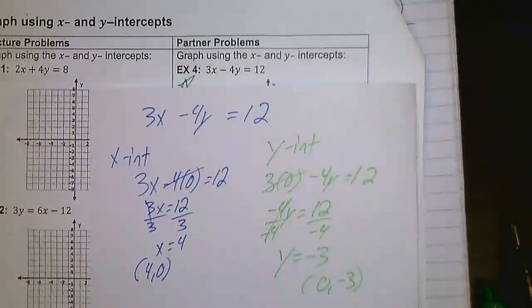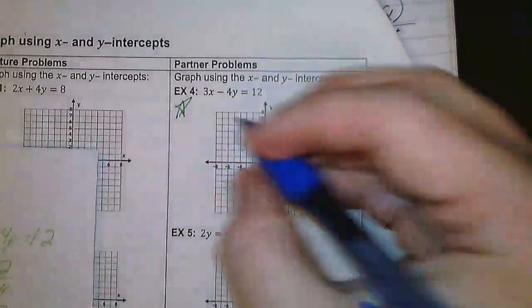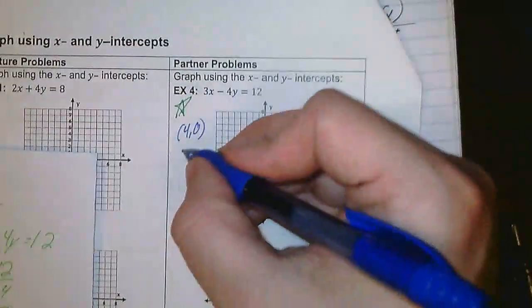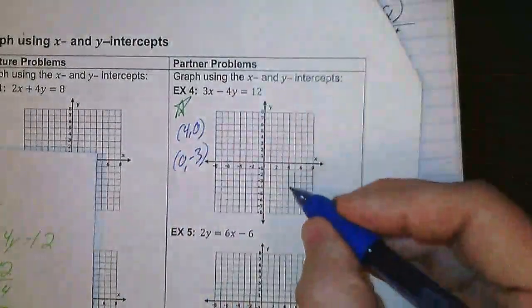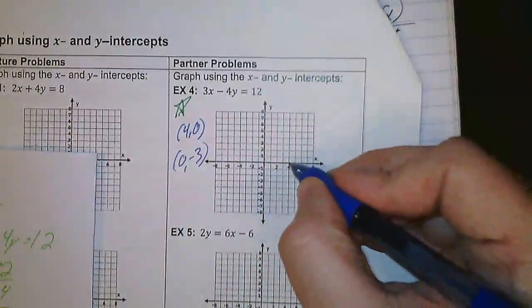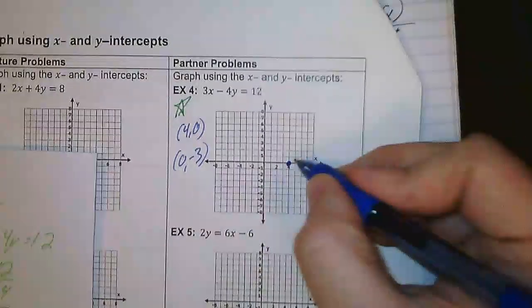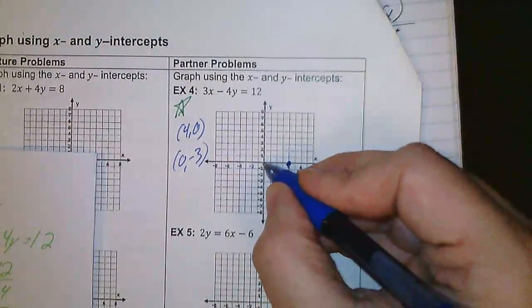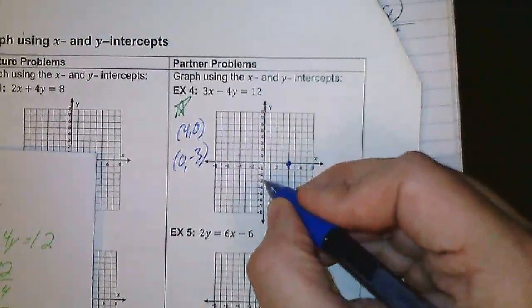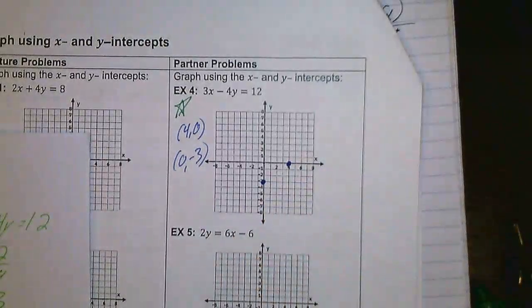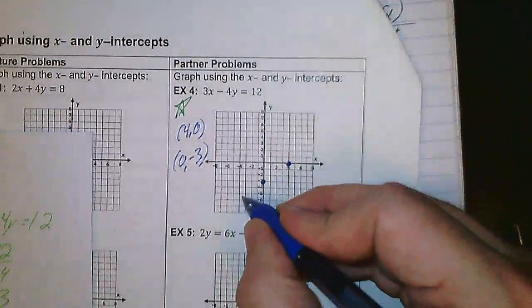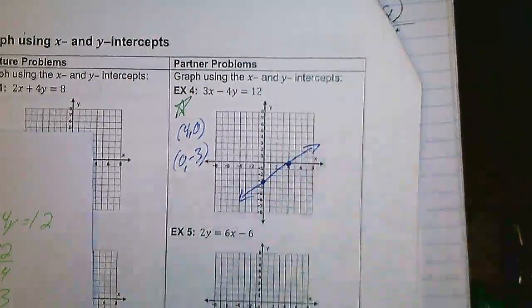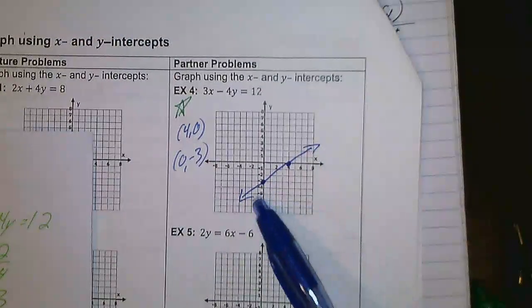And now I'm going to plot these points. So I have 4, 0, and 0, negative 3. So from the origin, I move out 4 units to the right, but I do not move up or down, and that's our x-intercept. For the y-intercept, we do not move left or right, but we move down 3. And then if we connected these, again, we connect our 2 dots.